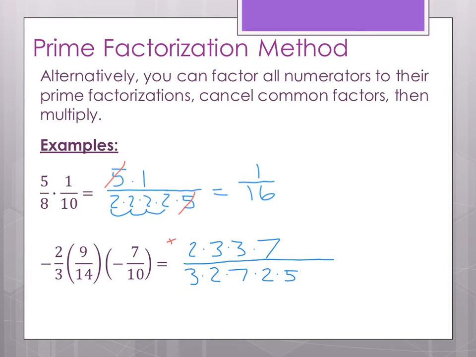Now every time I see a common factor between the top and the bottom, I'll cancel it out. So the 2 on the top will cancel with the 2 on the bottom. A 3 on the top will cancel with the 3 on the bottom. And then the 7 will also cancel with the 7 on the bottom. So I'm left with only a 3 on the top and a 2 and a 5 on the bottom. So when I multiply that out, I'm left with 3 over 10. And remember that this answer is positive.